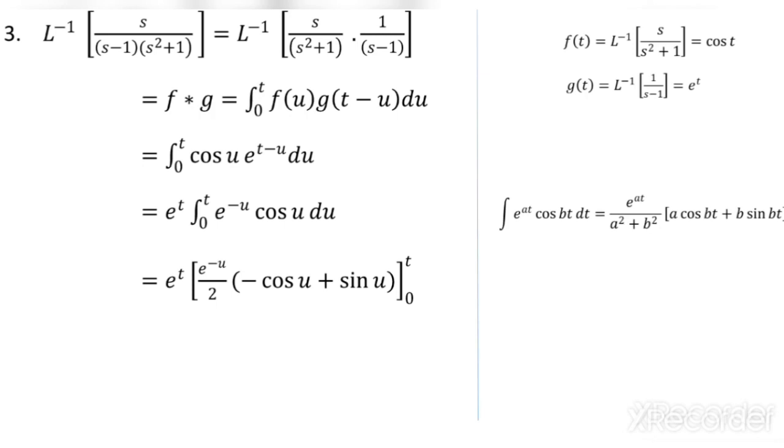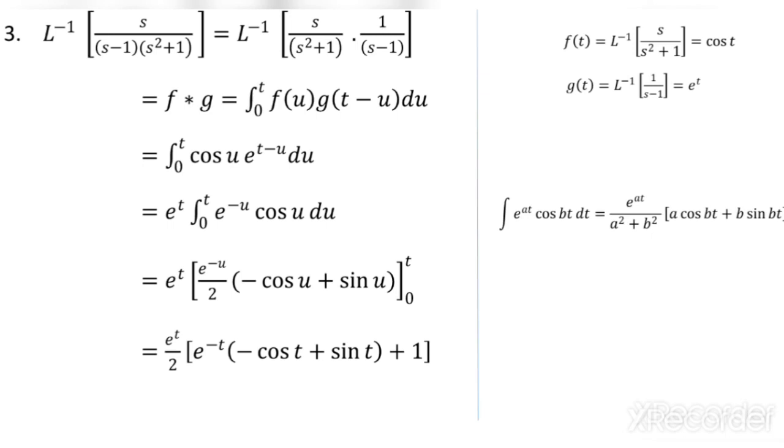Apply the limit. Upper limit is t, lower limit is 0. Upper minus lower limit. So what do we get? I get e power t by 2, we can take it out, constant. So e power minus t into minus cos t plus sin t while applying the upper limit. Minus the lower limit: e power minus 0 into minus cos 0 plus sin 0, but sin 0 is 0. So minus cos 0 is minus 1 and e power 0 is 1. So minus of minus 1 is plus 1. So this is the answer.